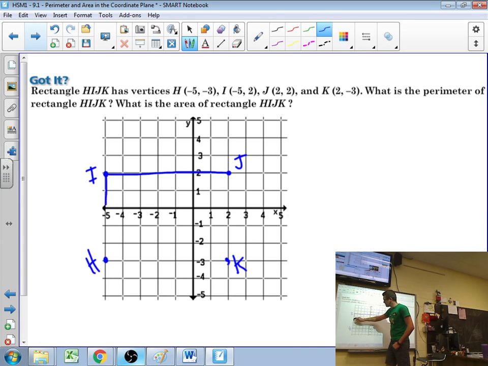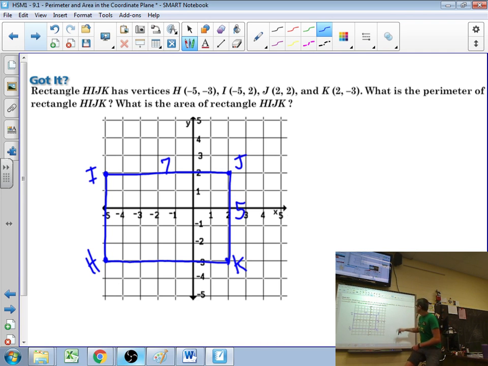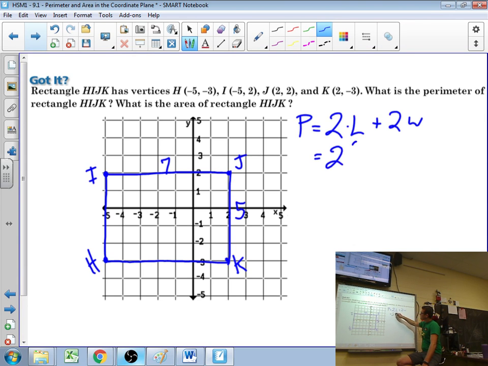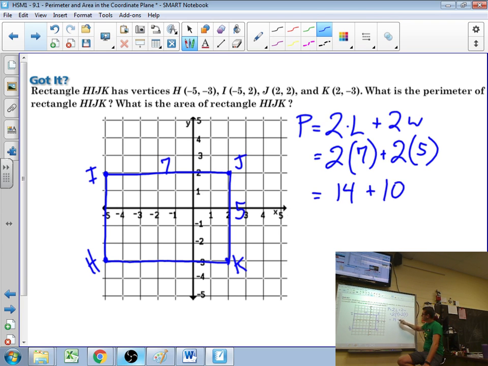Now the nice thing about when I draw it on my own is I can just kind of count how long this is. So I can count 1, 2, 3, 4, 5 as I go vertically, and 1, 2, 3, 4, 5, 6, 7 as I go horizontally. So I know I need to find the perimeter and the area. So again, my perimeter is going to be 2 times my length plus 2 times my width. So my length is 7 and my width is 5. And sometimes we like to use parentheses just to clean things up a little bit.